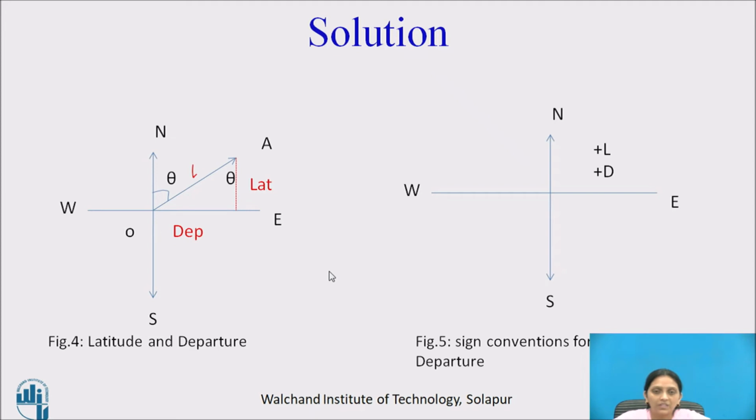Now, as per the definition, all the lines in the northeast quadrant have positive latitude as well as positive departure. The line in the southeast quadrant has latitude minus and departure plus. For a line in the southwest quadrant, both latitude as well as departure will be negative. And for a line in the northwest quadrant, latitude is plus and departure is minus. So these are the sign conventions for the latitude and the departure.